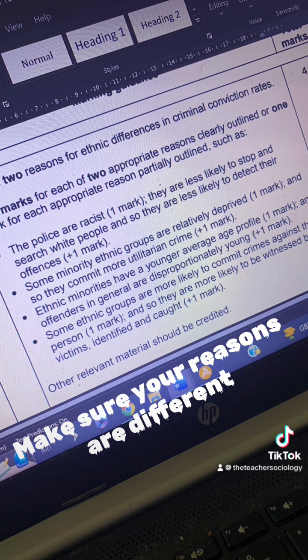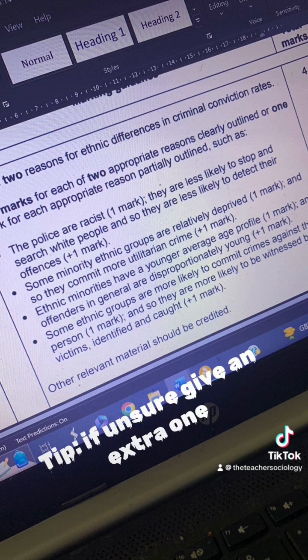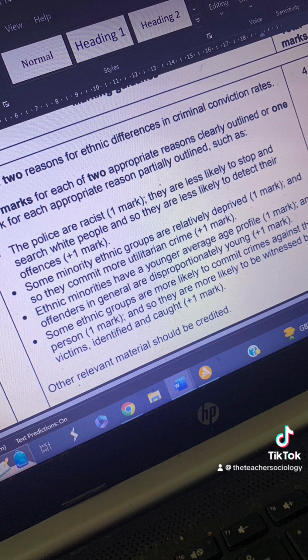Ethnic minorities have a younger average age profile, and we know that according to statistics that younger people are more likely to offend anyway. And then finally, ethnic groups are more likely to commit crimes against the person. So that's hinting at street crime, for example, where there might be a witness. So you are more likely to be detected, basically.